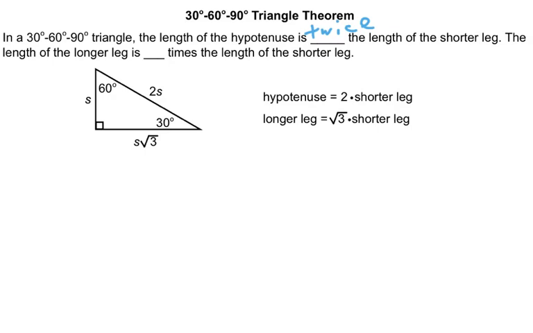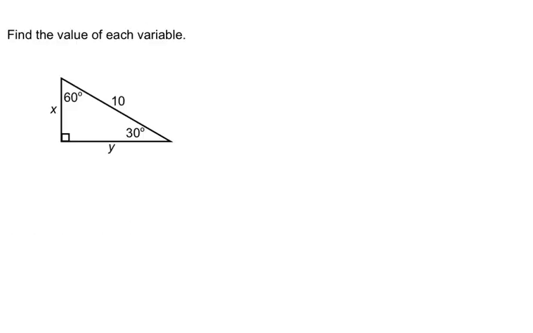Twice the length of the shorter leg. Okay? The hypotenuse is twice the length of the shorter leg, the side that's opposite the 30 degrees. The length of the longer leg is root 3 times the length of the shorter leg. And again, it's all depicted there in that picture right there. The hypotenuse is twice the shorter leg, and then the longer leg is root 3 times the shorter leg. Okay? So now we get to use those ratios right there to find values of 30, 60, 90 triangles.